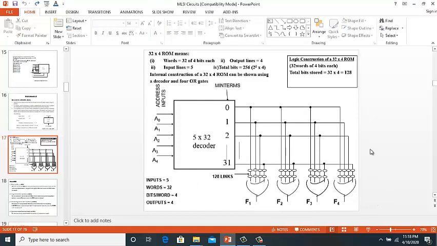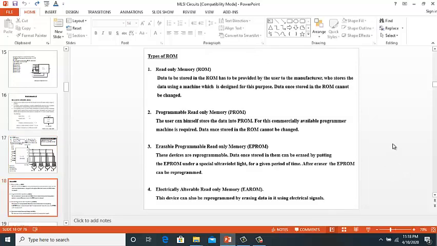And what is the meaning of 32 into 4 ROM, and any other size of ROM, can be seen from here. Now these ROMs are of 4 types. The first type is known as read-only memory, ROM.